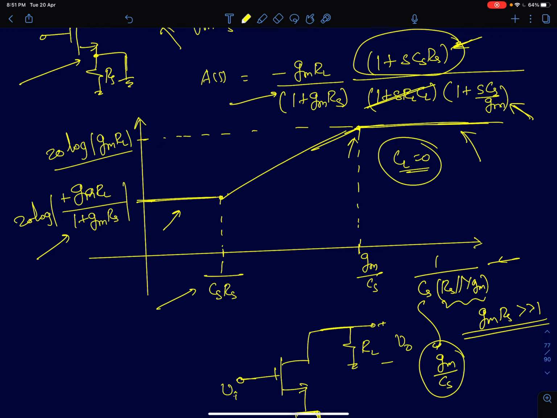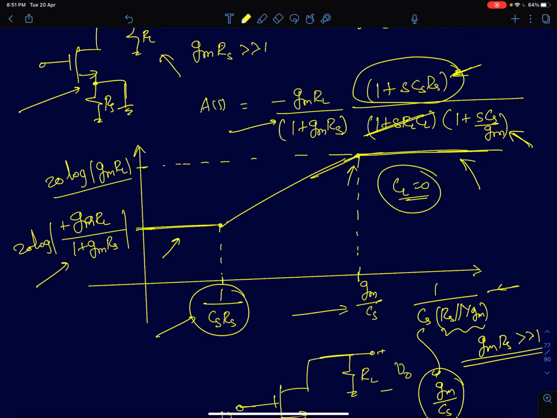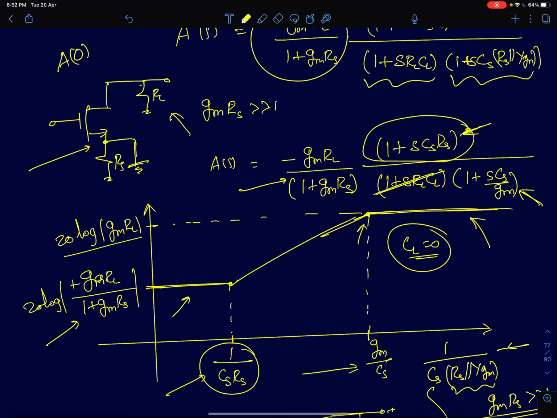So the pole occurs at a much higher frequency. The zero occurs at 1 by Cs into Rs. So what we can see here is that the gain increases with increasing frequency. So if you have source degeneration and if you have a capacitor at the source terminal, the effect that this capacitance has is that the gain will start increasing as a function of frequency.